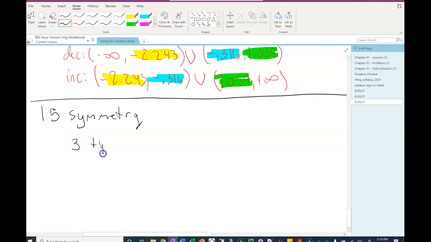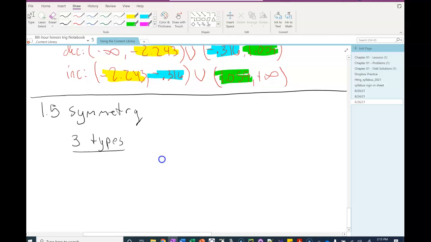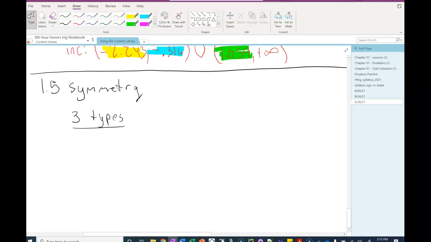So we're going to talk about three types of symmetry. There are three major types that we'll talk about. There's lots of different types of symmetry, but there's only three that we care about for this class. The rest of them I would consider beyond the scope of what we're interested in.